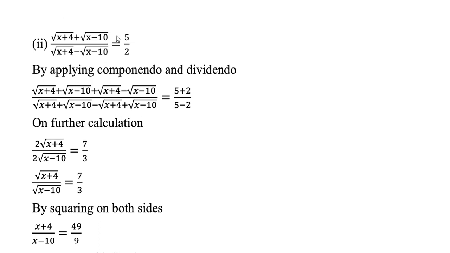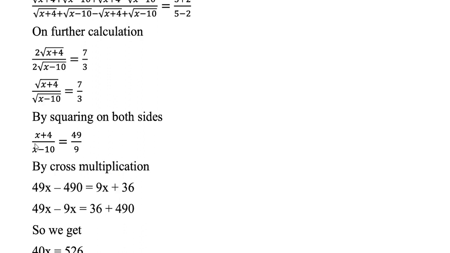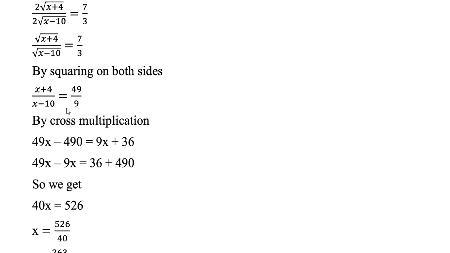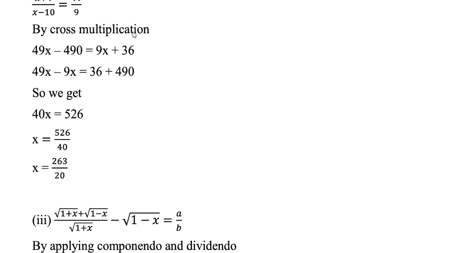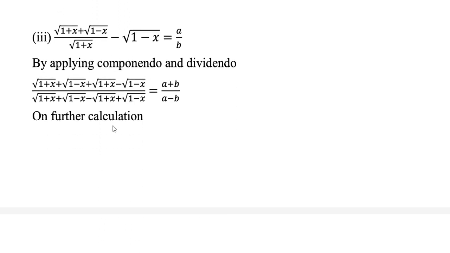This one is there. We will apply the same procedure, componendo and dividendo. After a little bit of calculation, few steps, squaring both the sides. These steps are very common. First apply componendo dividendo. After that, squaring both the sides. After that, the cross multiplication. Just a few steps, you will get x is equal to 263 divided by 20. Come to the next problem, that is problem number 3.